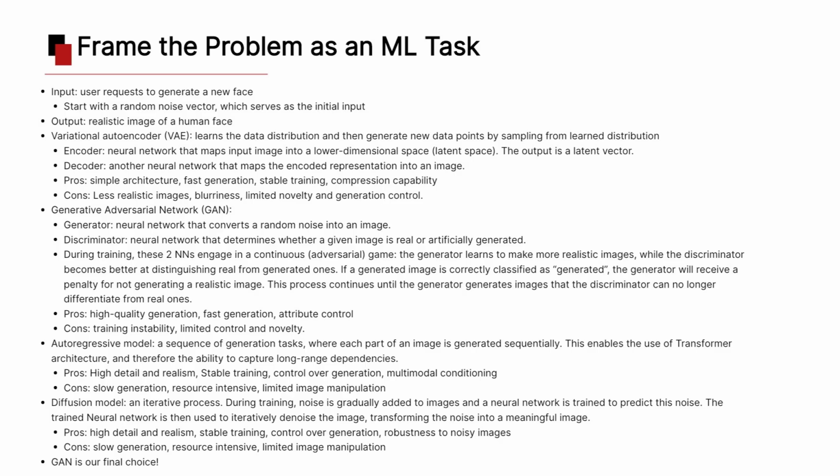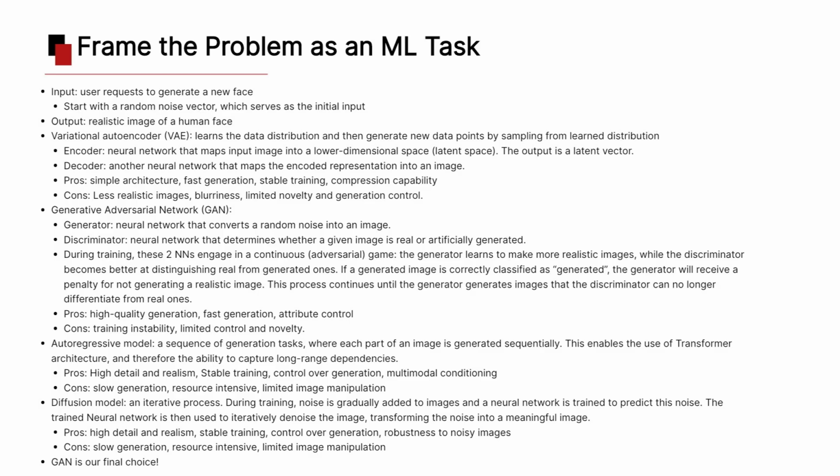Before selecting our model architecture, we systematically evaluated 4 major families of generative models. 1. Variational autoencoders, VAEs. Mechanism. Encoder maps an image into a latent vector z, capturing compressed semantic information. Decoder maps z back into pixel space to reconstruct an image. Strengths. Simpler to implement, stable training dynamics. Efficient inference, fast image generation. Latent space supports interpolation and some editing tasks.